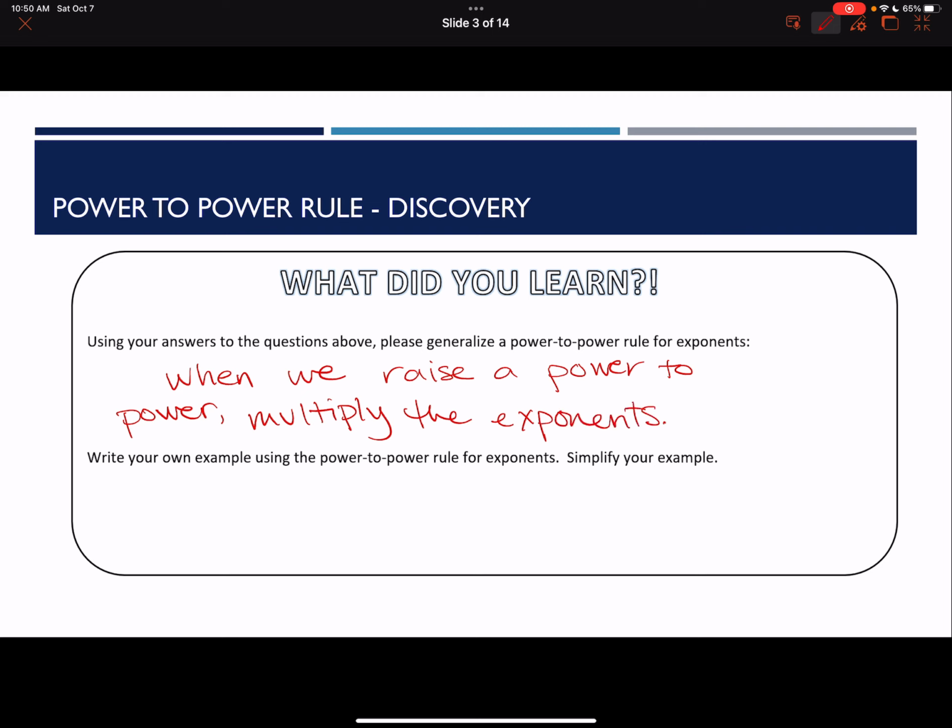So pause the video, take a minute, and think of your own example using the power to power rule. Write it down here and simplify it. Okay, just a quick example I came up with. I might use a to the 5th to the 6th power. Without having to expand this all out, I know that the power to power rule tells me I can multiply 5 times 6, and that's going to give me a to the 30th.